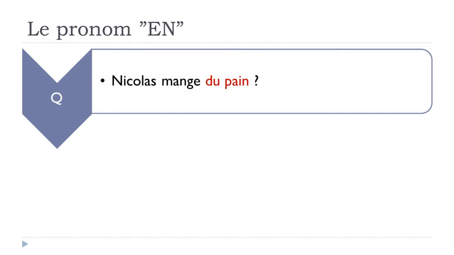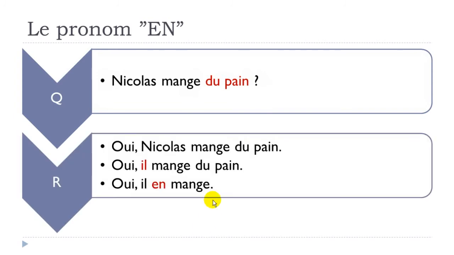So if you have a question like, Nicolas mange du pain, of course, the first possibility would be to answer, oui, Nicolas mange du pain. So manger is to eat, du pain, some bread, okay? In that case, that's really the partitive form. You don't want to specify the quantity, but it's some, okay? So the first option would be to answer like that.